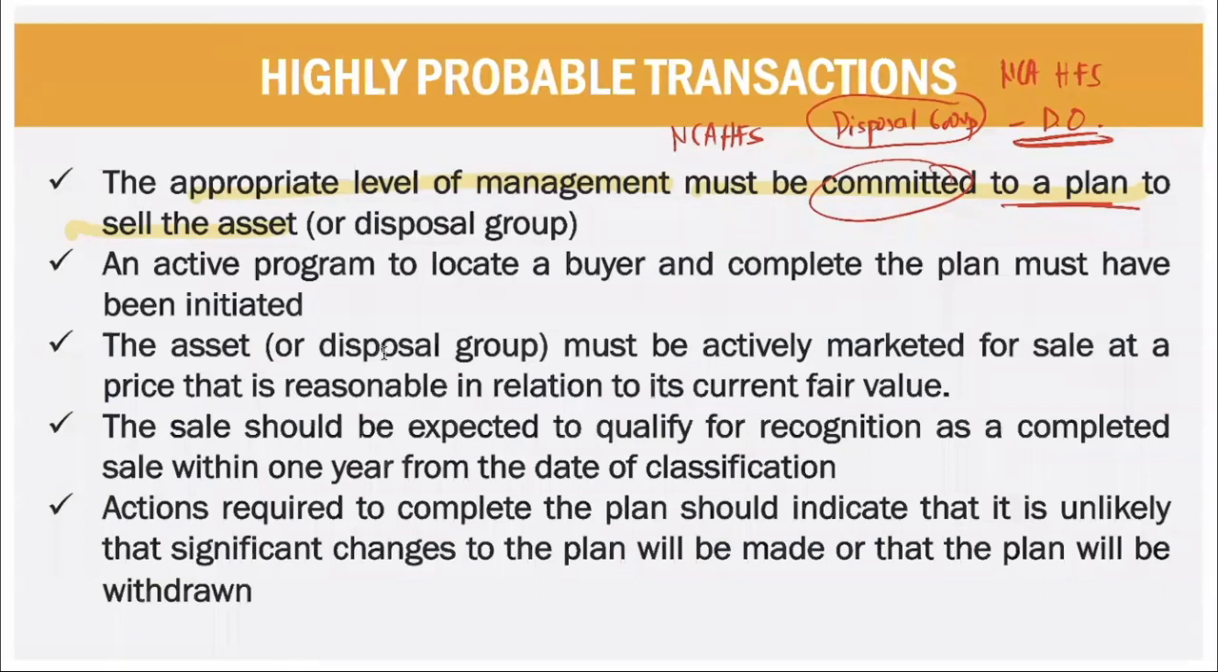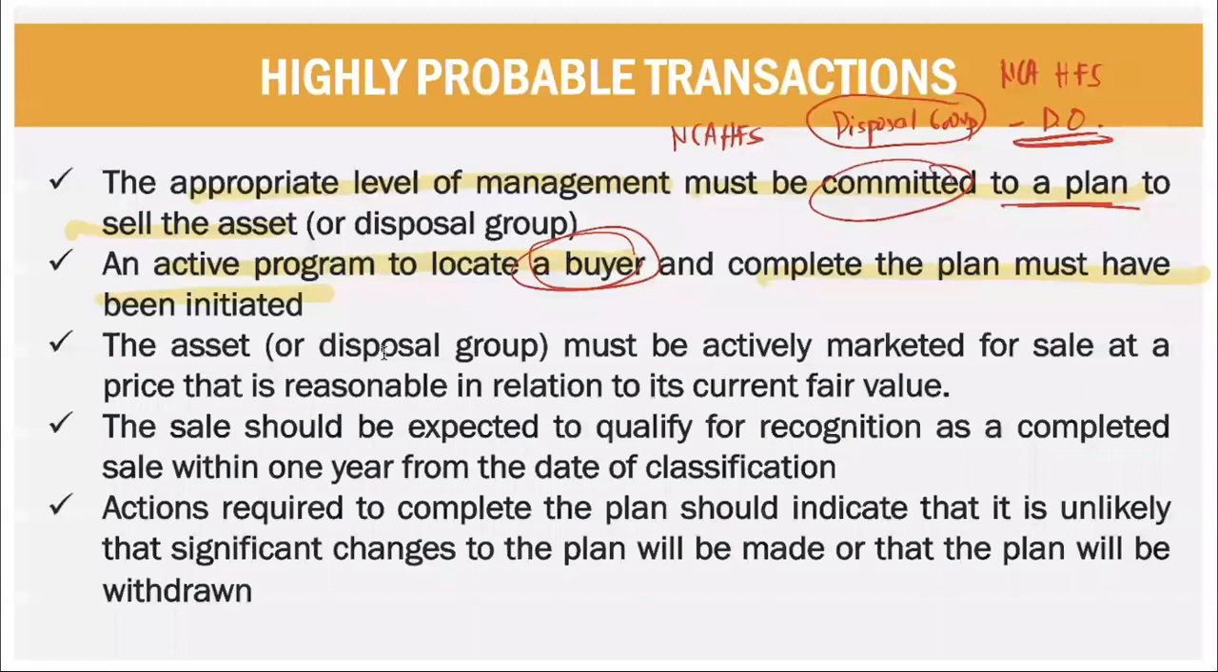Next, there must be an active program to locate a buyer and complete the plan must have been initiated. So this is another way for you to say that there is a highly probable sale. Aside from being committed to sell it, of course, you must find a buyer for that particular asset. So although, take note, we must first recover it through a sale transaction. When we talk about a sale transaction, there must be a seller and a buyer. So although we have a committed seller, if there is no active buyer, there is no sale transaction. Because for us to consummate the sale, there must be both the buyer and the seller. So the first one is for the seller. The second one is for the seller to look for a buyer.